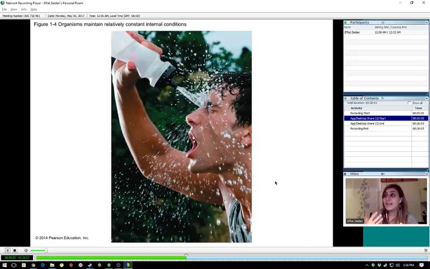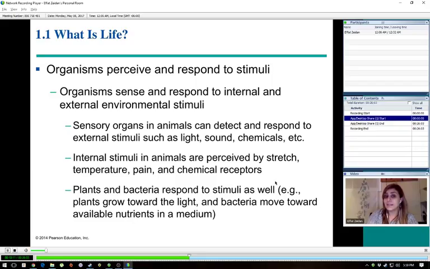Or for example, if we get too hot, our body will start to sweat, and that's a cooling mechanism that has been designed by our Lord to make sure that our body is capable of maintaining itself through these complex mechanisms. And we also said that all organisms perceive and respond to stimuli.